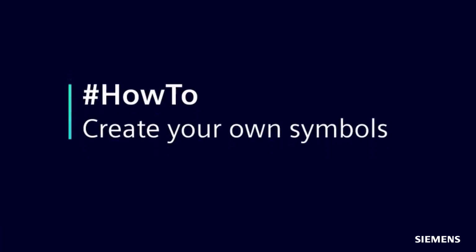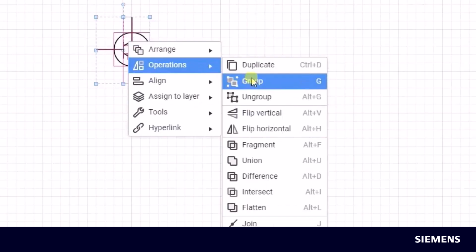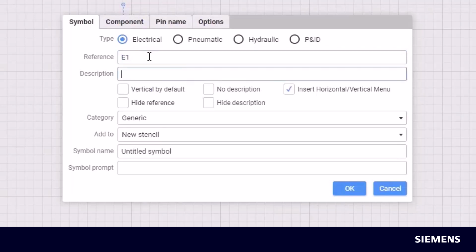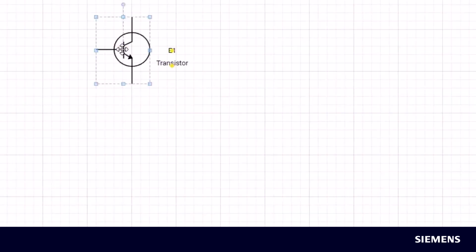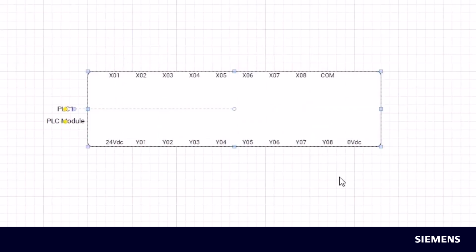Creating your own symbols in Capital Electra X is super easy. Just draw the graphics, group them together, and add connection points by pressing the Control key and clicking on the symbol. Once completed, select your symbol and then click on Create Symbol on the Capital Electra X toolbar. Give your symbol a reference and a description and then click OK. Your symbol is now ready for usage and you can drag and drop it onto your drawing.